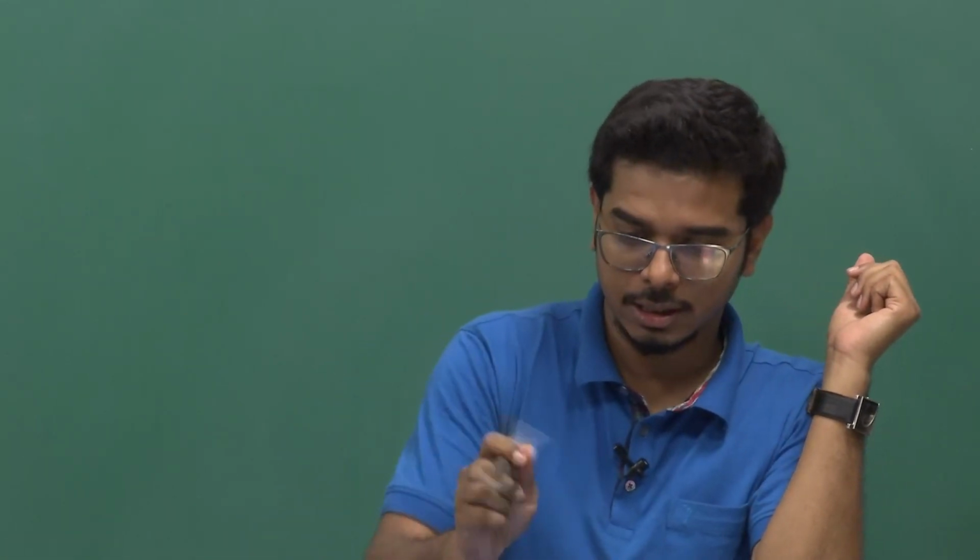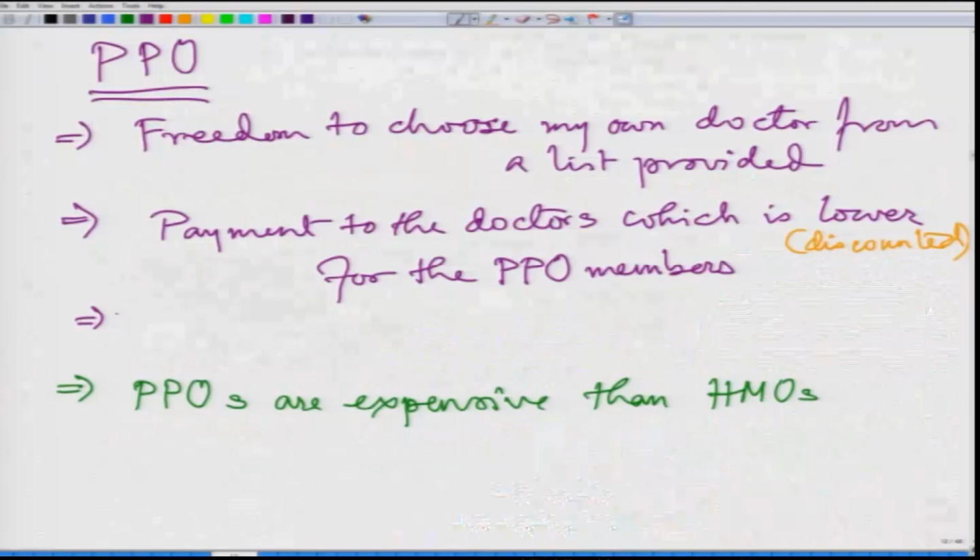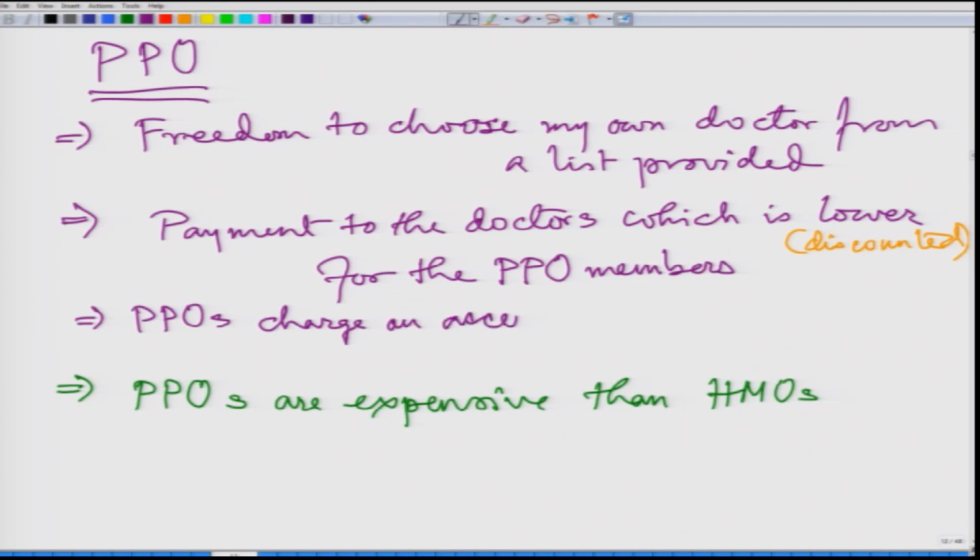So I'll keep it like this: PPOs charge an access fee from health insurance companies against their customer database.